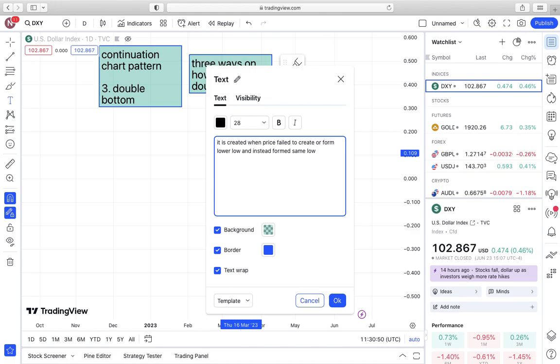When the price fails, and remember I've told you that for you to identify a double bottom, it must be at a key level. It must be at a support, which means there was a previous support created, or there was a previous resistance created, and when the price comes and forms the same low at that given point, we'll have what we call a double bottom.